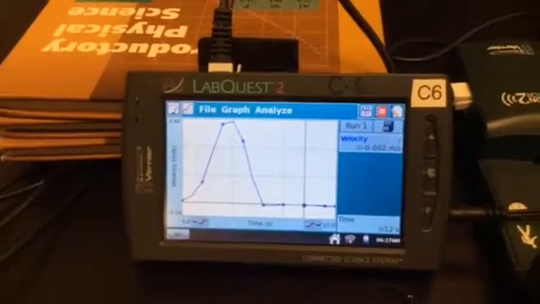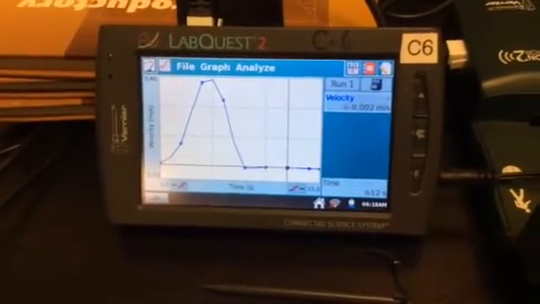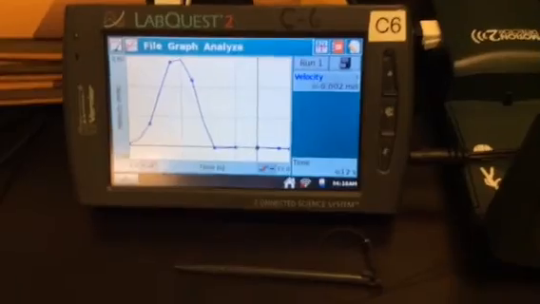So use that to think about the questions that come up in the lab sheet. Hopefully this helped explain how to make a graph. See you guys in class.